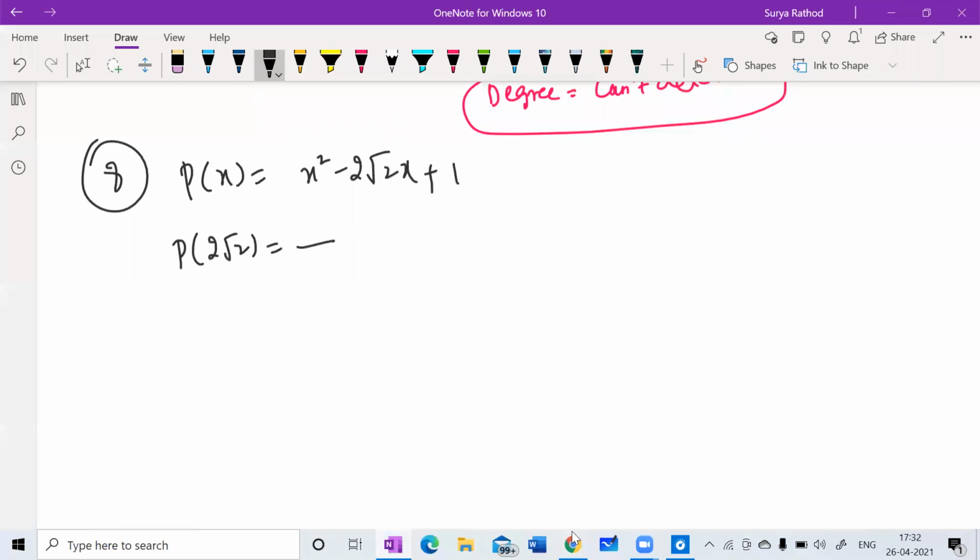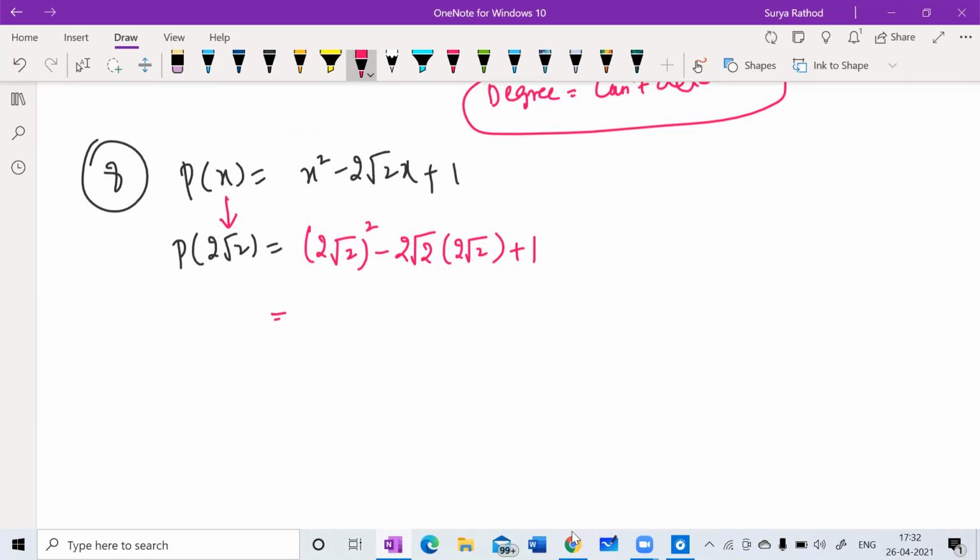How can you find it? What is the meaning of this question basically? In place of x, we have 2 root 2. So wherever I have x, I am supposed to substitute 2 root 2. Are you getting my point, children? Now I substitute: 2 root 2 whole square minus 2 root 2 into 2 root 2 plus 1. So what is 2 root 2 whole square?